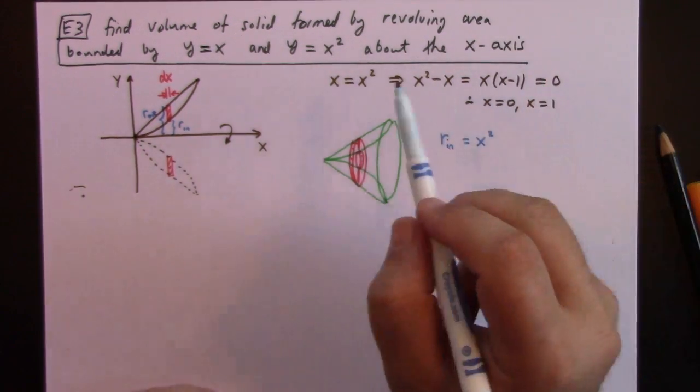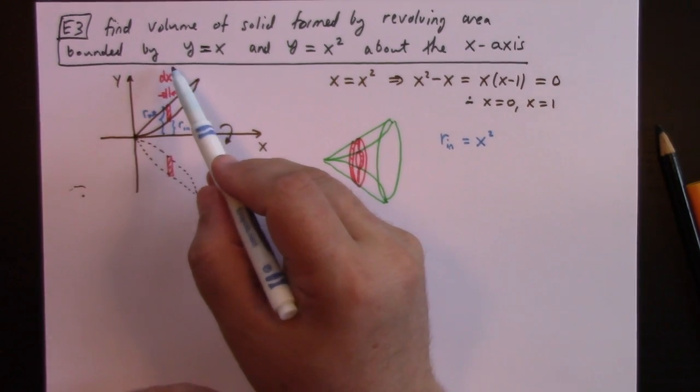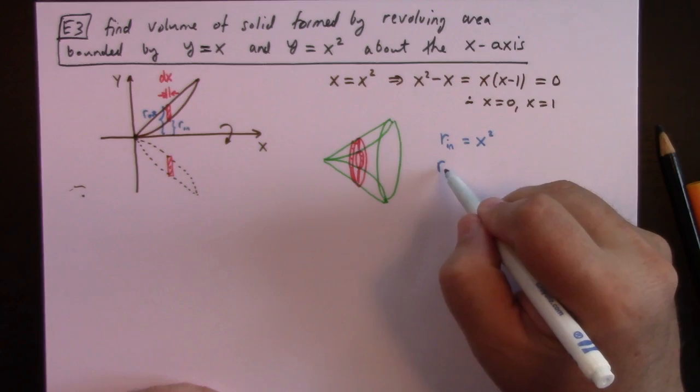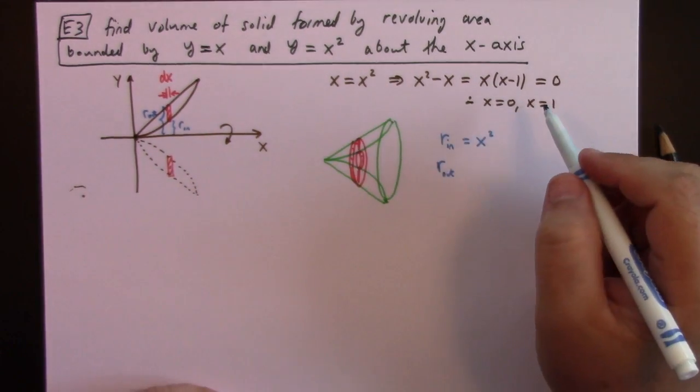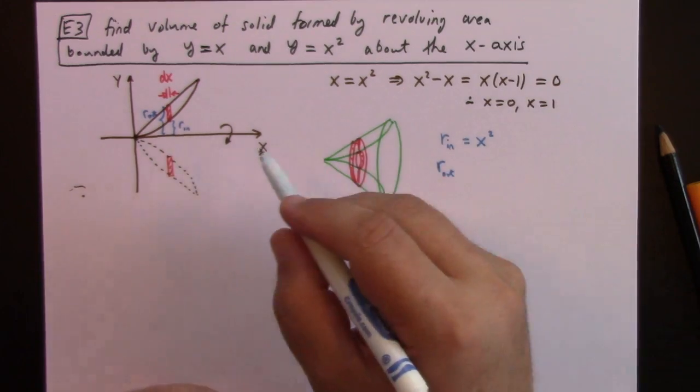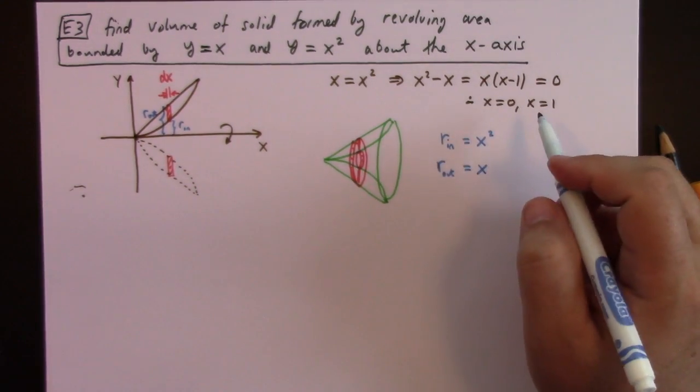And so just as a rule of thumb, if your thickness is dx, that means you want formulas for the inner and outer radius in terms of x, because you're going to do an integral. I mean, if you write down dx, that means you're going to do an integral in x before you know it. R out, on the other hand, is x, right?